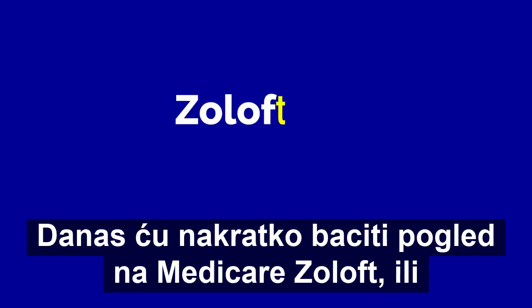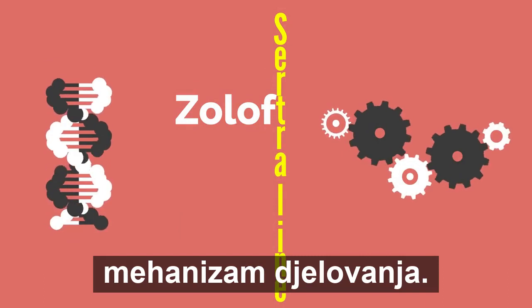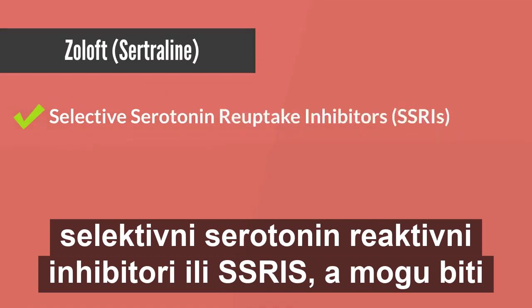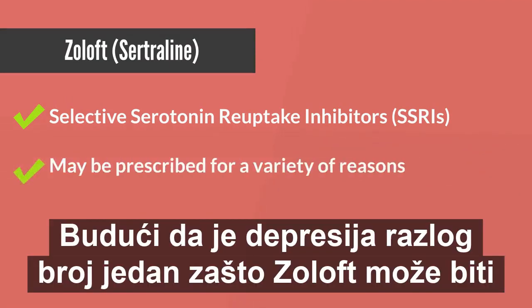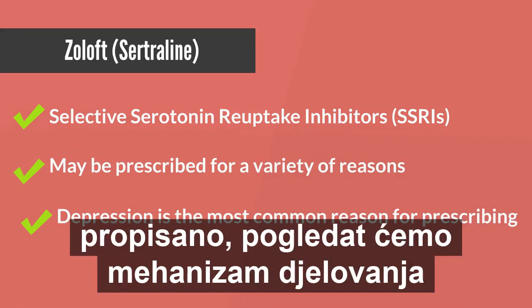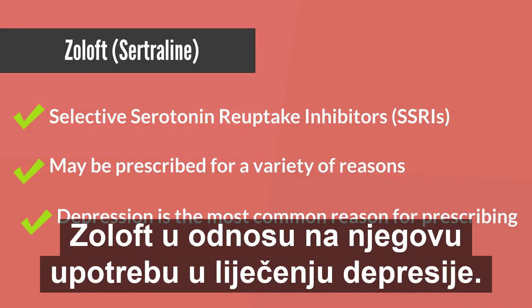Thank you. Today, I'll be briefly taking a look at the medication Zoloft or sertraline. We're basically going to be taking a look at how it works, or its mechanism of action. Zoloft or sertraline belongs to a class of medications called selective serotonin reuptake inhibitors, or SSRIs, and they may be prescribed for a variety of reasons. Since depression tends to be the number one reason why Zoloft may be prescribed, we are going to take a look at the mechanism of action of Zoloft in reference to its use in the treatment of depression.